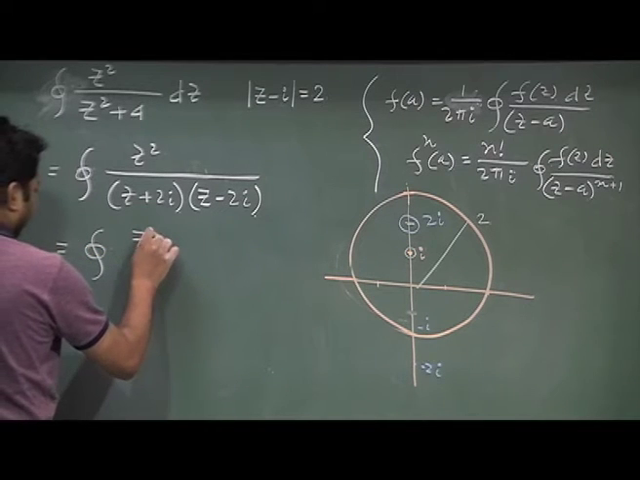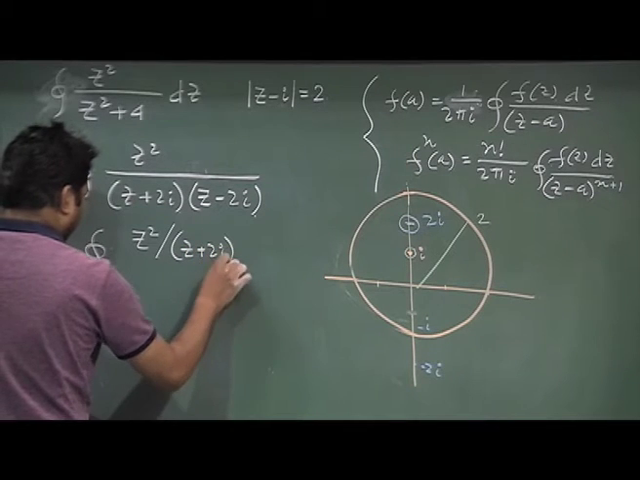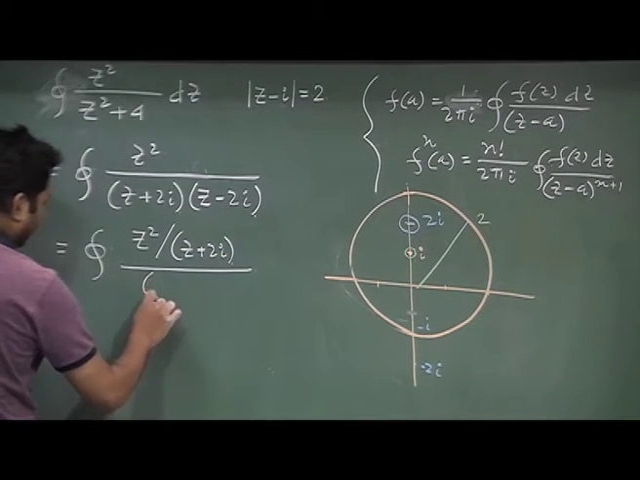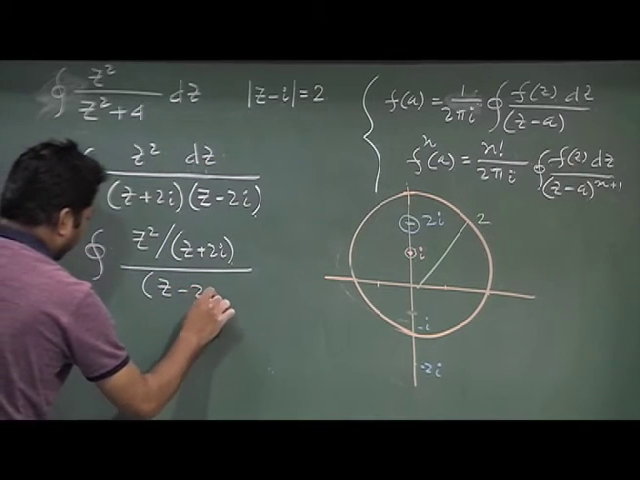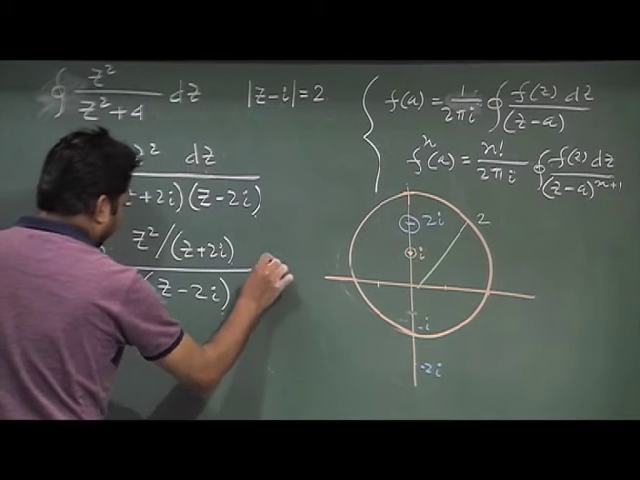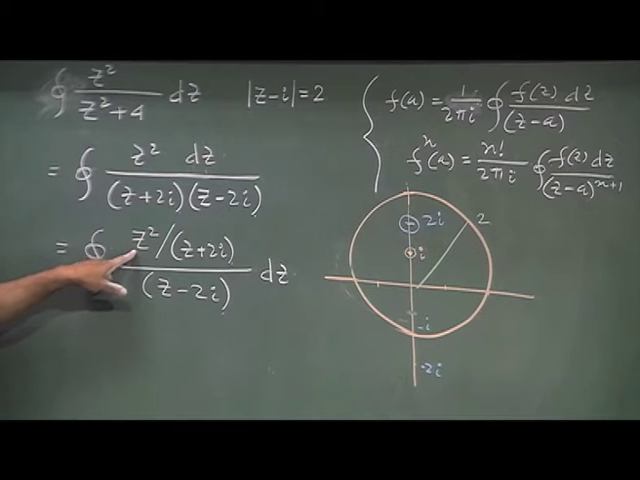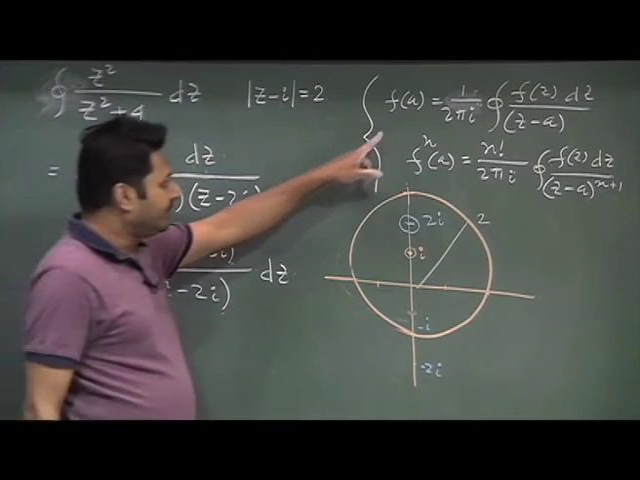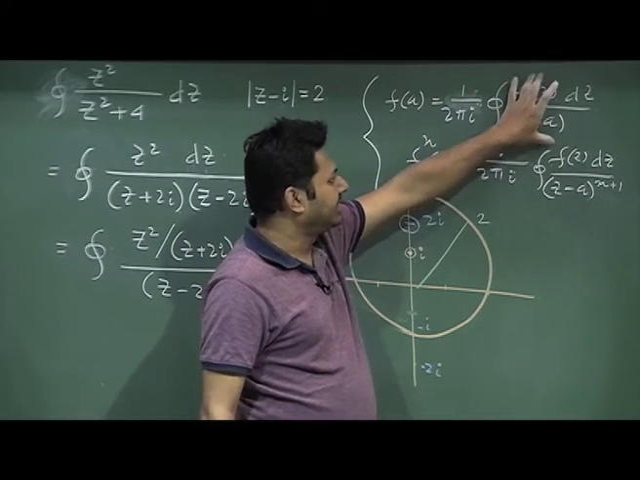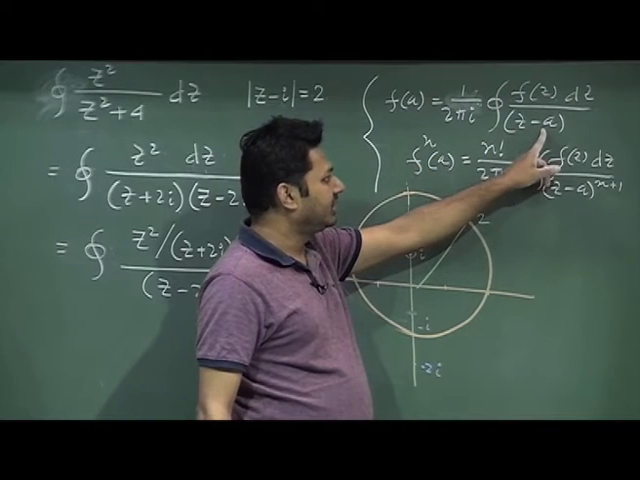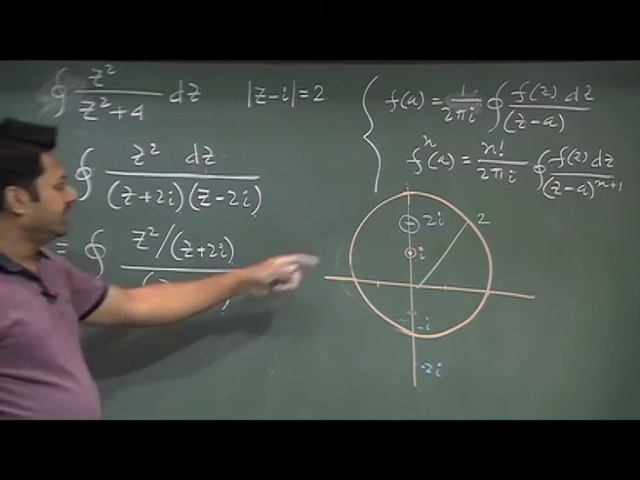So that means I need to rewrite this function in a slightly modified way: z square divided by z plus 2i, whole divided by z minus 2i, dz. Then I have the form. So now this f(z) is analytic. If you remember, I mentioned that my f(z) has to be analytic. The total function is not analytic, because a singularity sits here.